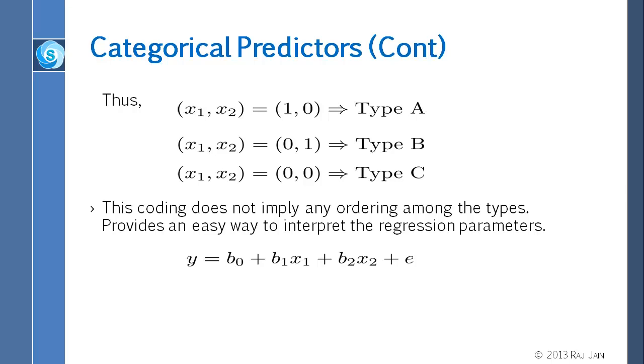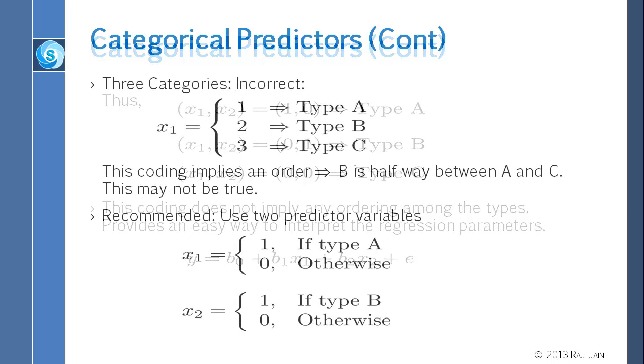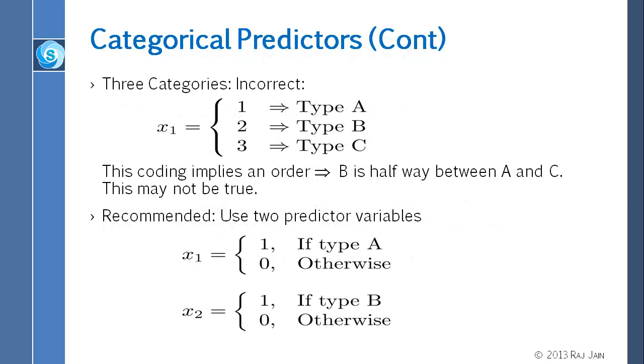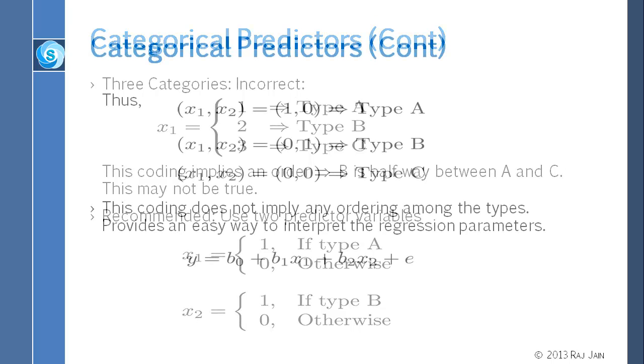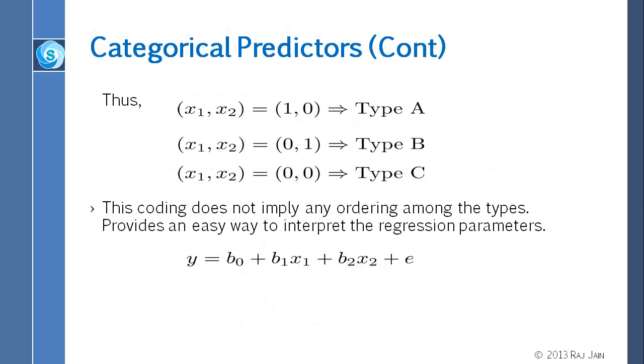But if it is 0 here, we define 0 as not type A and 0 as not type B. So basically, if it is not type A and not type B, then it is type C. And when you do the regression, we'll come up with the parameters B0, B1, B2, and error. So B1 now indicates whether it is A or not A, and B2 indicates whether it is B or not B, right? So this is the difference.